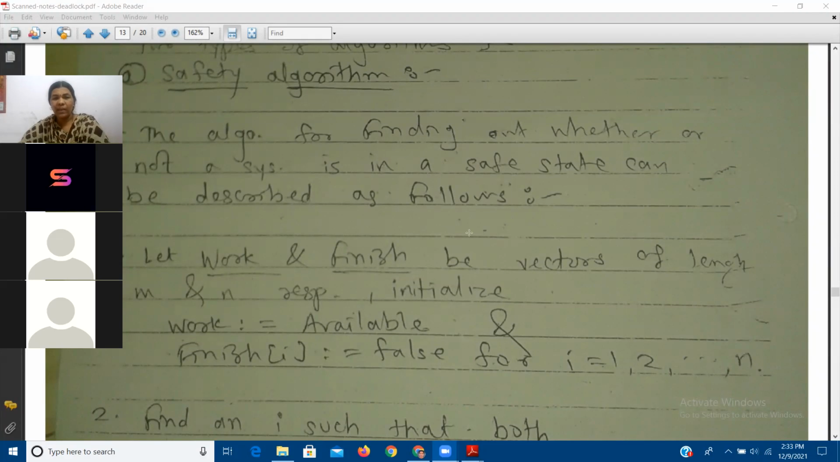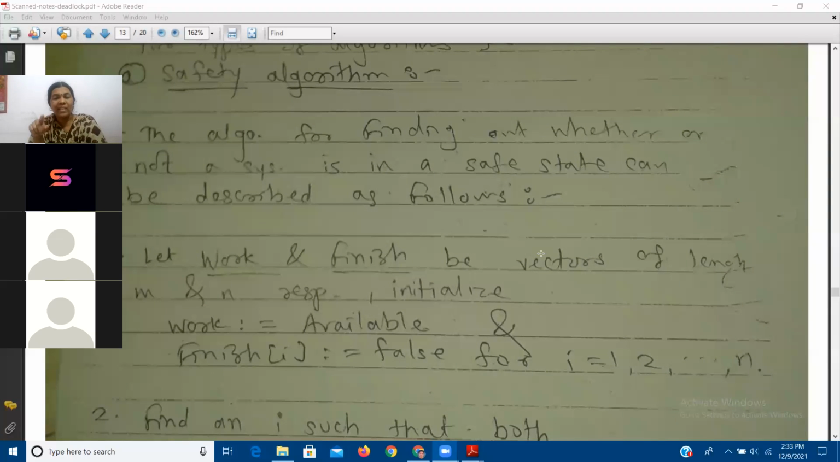Let work and finish be vectors of length m and n respectively. So I hope everybody is listening to me. All of you are listening to me. So this is the 4-step algorithm. Steps are given one by one. This is the first step. Let work and finish be 2 vectors of length m and n respectively. Initialize work is equal to available. So whatever available is there, we need to assign to work.